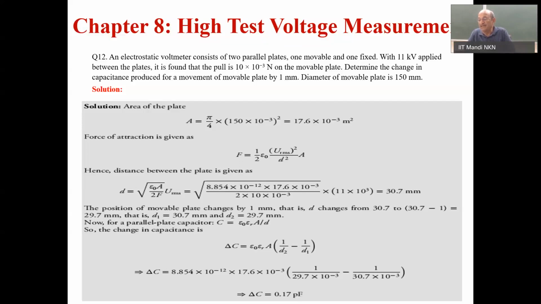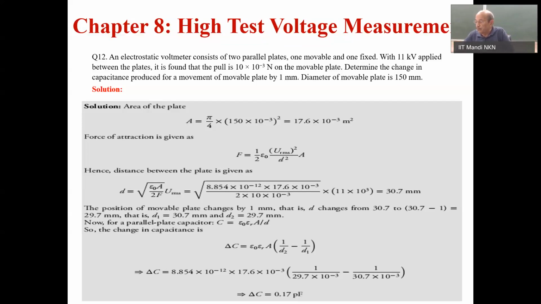So the change in capacitance is equal to epsilon naught into epsilon r into A into 1 upon d2 minus 1 upon d1. When you put the values here, the change in capacitance works out to be 0.17 picofarad. Okay, so this is the situation. This is the result, 0.17 picofarad.